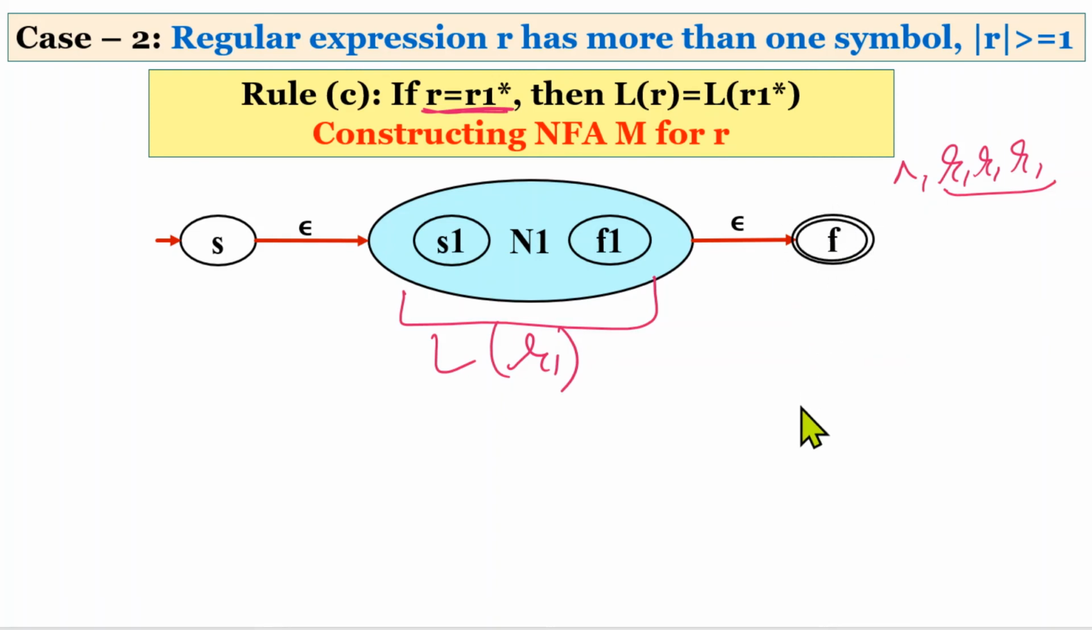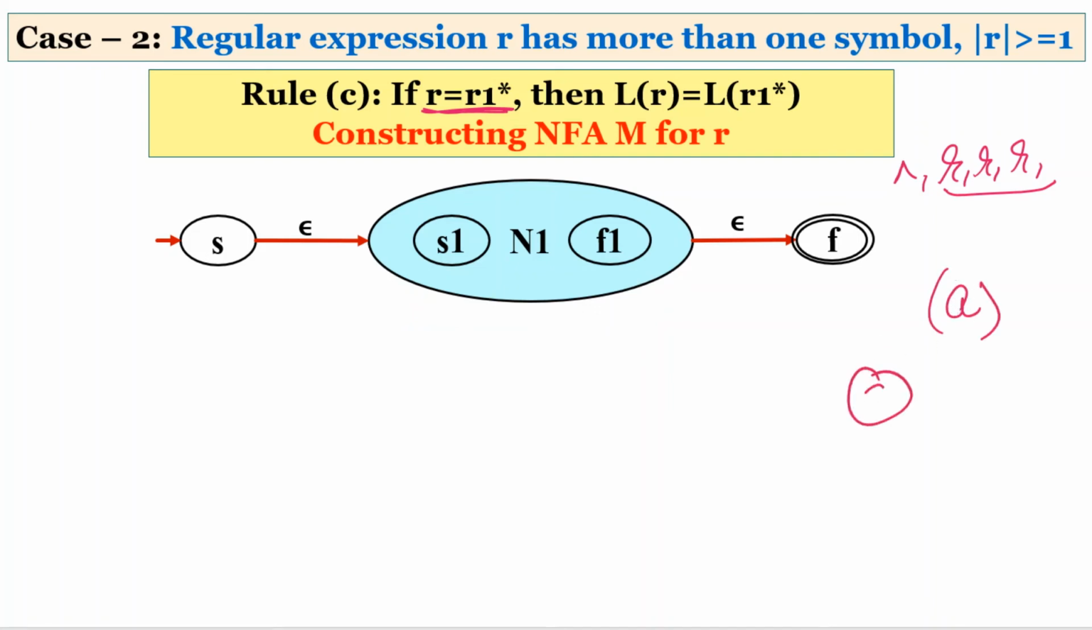But to repeat the expression, once we have received the complete expression, we are at F1. Suppose we have the expression A, then after reading A from S, we reach this state. So we are on F1 once the expression is complete. If the expression has only one input symbol, meaning the regular expression is A star, then we are on F1 after one occurrence of this expression.